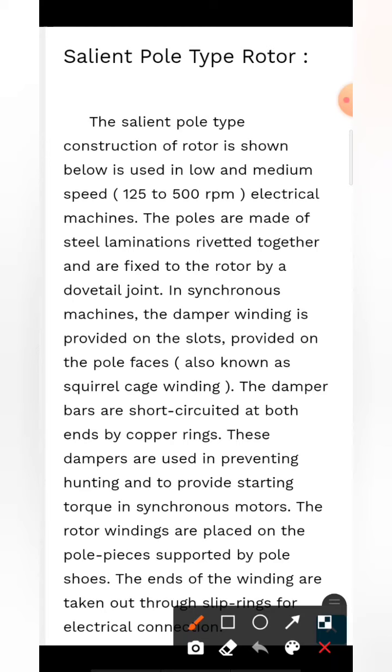Salient pole type rotor. Now let us learn about the salient pole type rotor. It is used for low and medium speeds, 125 to 500 rpm, in electrical machines. The poles are made of steel laminations riveted together and are fixed to the rotor by a dovetail joint. In synchronous machines, the damper winding is provided in slots on the pole faces. This winding is also known as a squirrel cage winding.